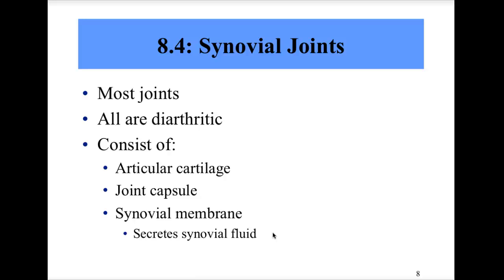Most joints in the body, however, are those synovial joints. And synovial joints in general, they are all diarthrotic. They do allow free movement. They consist of articular cartilage, a joint capsule, and a synovial membrane. And that synovial membrane is going to be used to secrete synovial fluid. So the very limited, general basic structure of a synovial joint is that articular cartilage, joint capsule, synovial membrane.